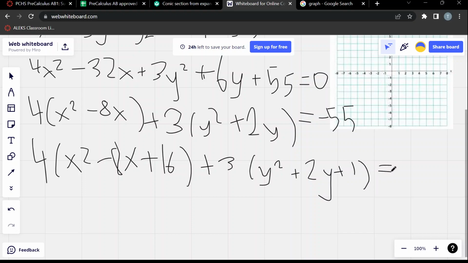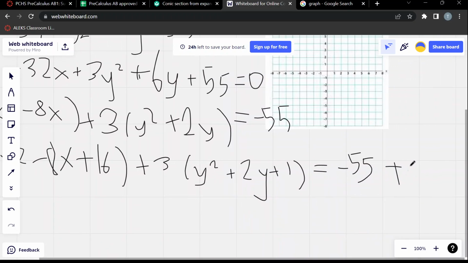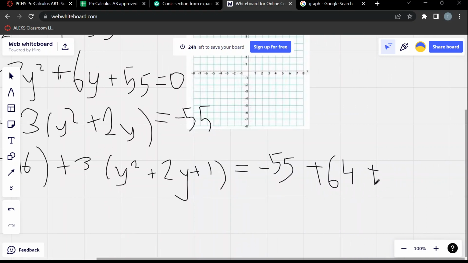But when you do it to one side of the equation, you have to do it to the other side of the equation. When we added the 16 here, we didn't just add 16. Also, we added 4 times 16, which is 64. So we need to add 64 on both sides. And with the y's, we didn't add just 1. We added 3 times 1, which is 3. So we add 3 on the other side as well.